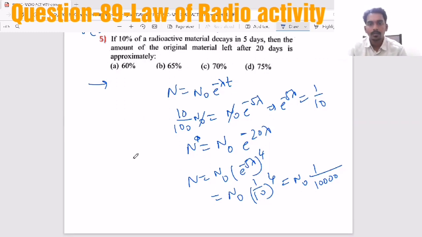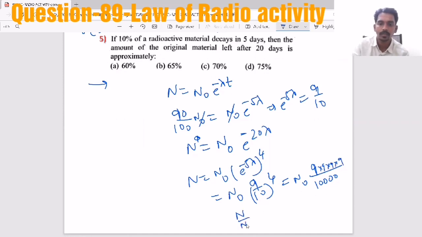See here, I have made one small mistake. The thing is, 10% decayed. Here N is undecayed, we have to take. That means 90% undecayed, so it will become 9 by 10. So here we will substitute 9 by 10, so 9 into 9 into 9 into 9. Now it will become N by N naught equal to 81 into 81 by 10,000.